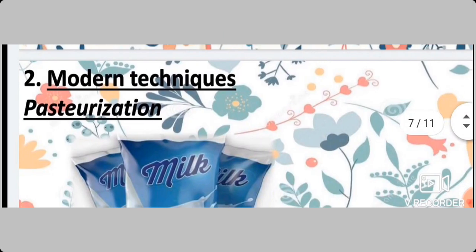The next, modern techniques. Pasteurization. We are going to see about pasteurization. Have you remembered about pasteurization? Who discovered this pasteurization method? Louis Pasteur. Louis Pasteur invented this method in 1862. This is a process for preservation of liquid food, especially milk. Milk is preserved by this method.